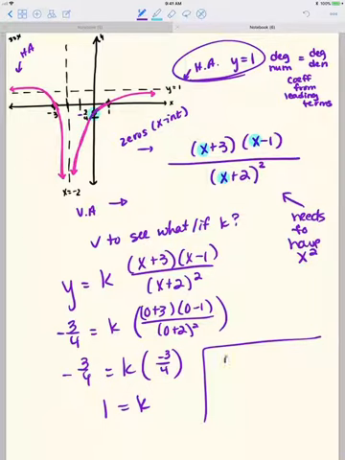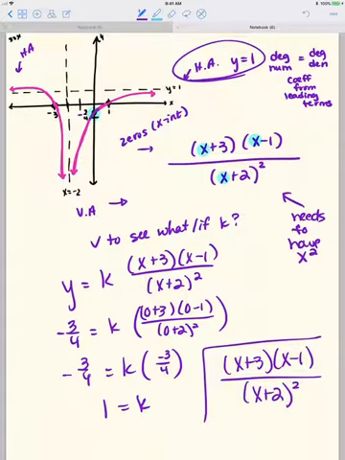So the equation here is x plus 3 times x minus 1 over the quantity x plus 2 squared. And again, the squaring came from the fact we had this horizontal asymptote. We needed those degrees to be equal, and the only way we could do that was to give the denominator sort of like a double solution. It doesn't double the vertical asymptote, but it just doubles the fact that the x plus 2 appears twice.